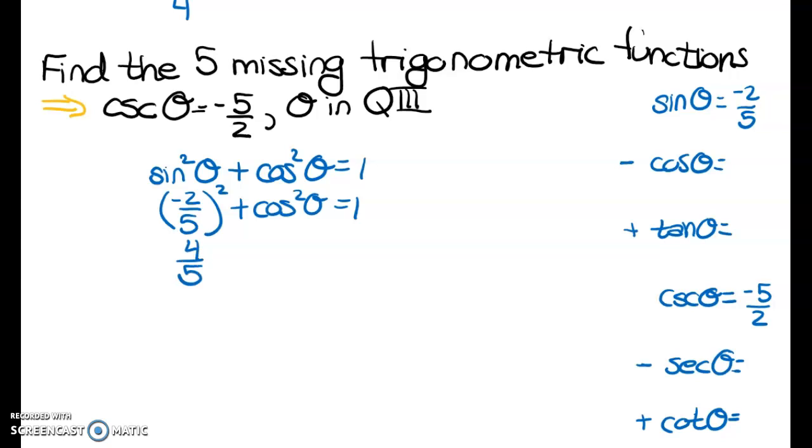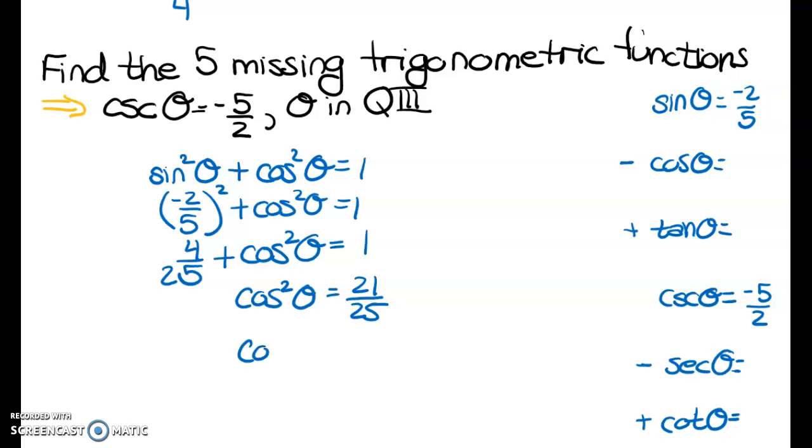So this is 4/25 plus cosine squared equals 1. So cosine squared is going to be 21 over 25, and we said that cosine's negative in quadrant 3, so when I take the square root, I'm going to write the negative here. So this is going to be negative square root of 21 over 5.